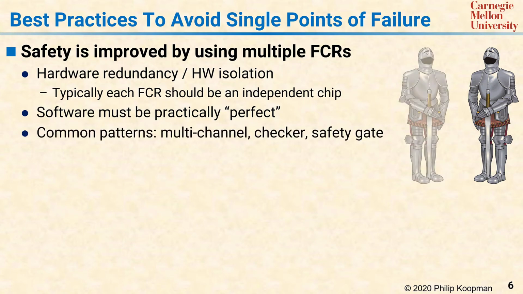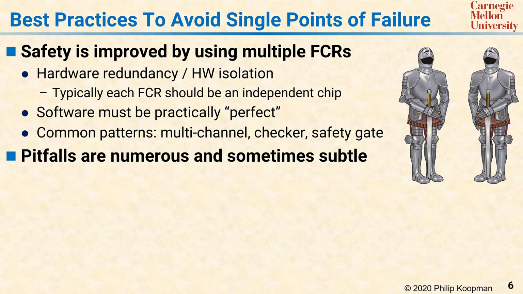A pattern commonly used in mission-critical embedded systems is the multi-channel architecture, typically in the form of a 2-of-2 cross-checking pair. The second commonly used pattern is the doer-checker pattern. A third pattern sometimes used is the safety gate added to a doer-checker pair. The pitfalls in avoiding single points of failure are numerous and sometimes quite subtle.